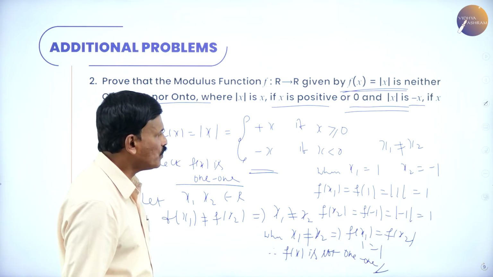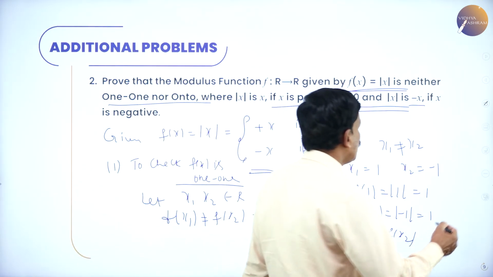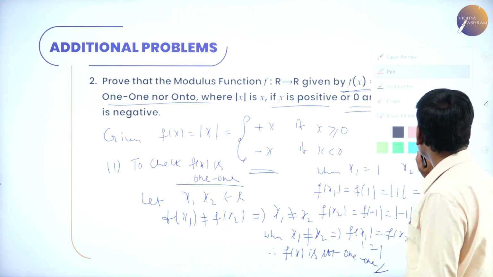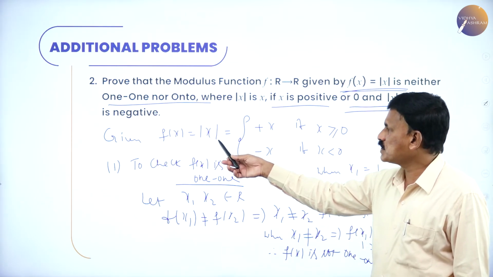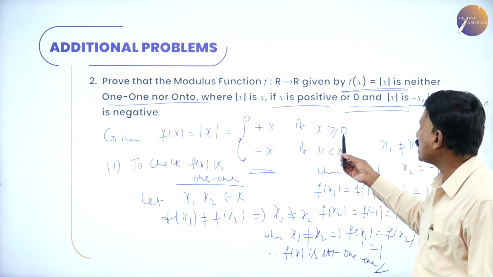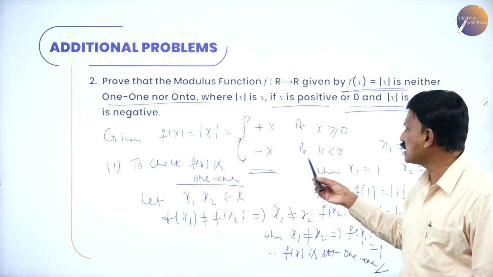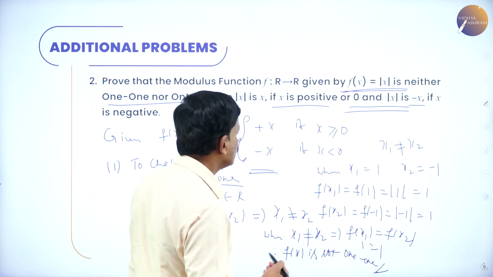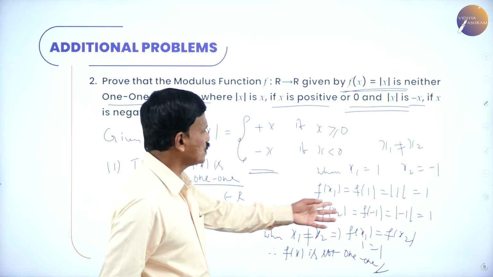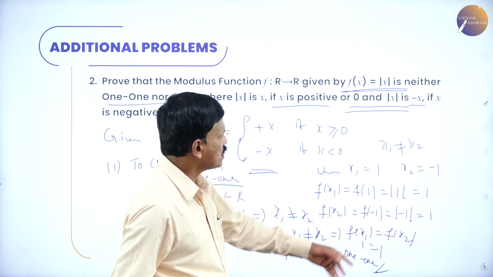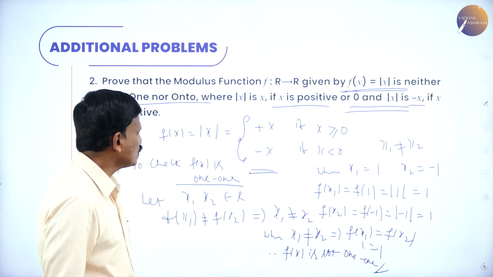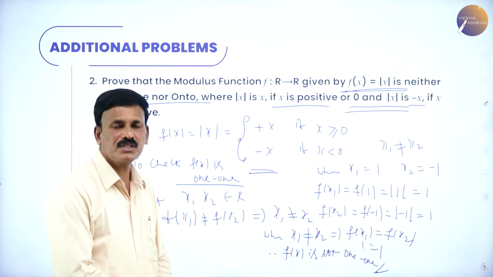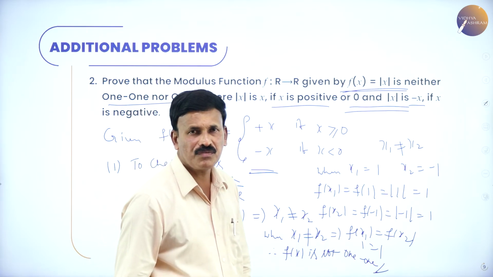Now to verify f of x is an onto function. How to verify that? Listen here. What is given? f of x is equal to mod x, that is x if x is greater than or equal to 0, and minus x if x is less than 0. Let us consider x1 is equal to 1 and x2 is equal to minus 1. Mod of 1 is plus 1, mod of minus 1 is also plus 1. So when x1 is not equal to x2, f of x1 is equal to f of x2.